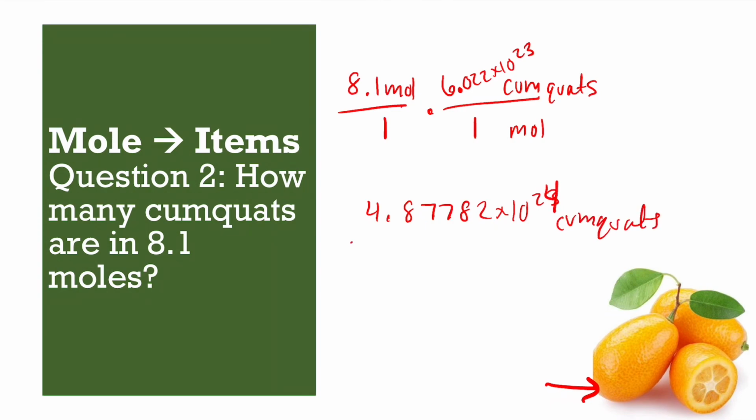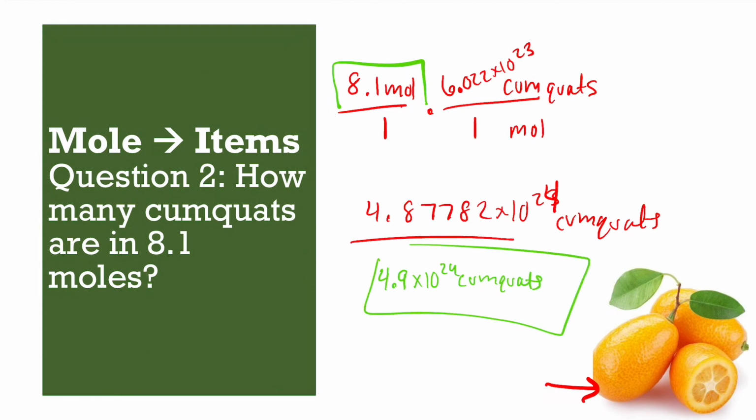But we're not going to write down every single one of those numbers. We're going to use significant figures, and this has 2 sig figs, so our answer should have 2 sig figs. So we're going to round that to 4.9 times 10 to the 24 particles.